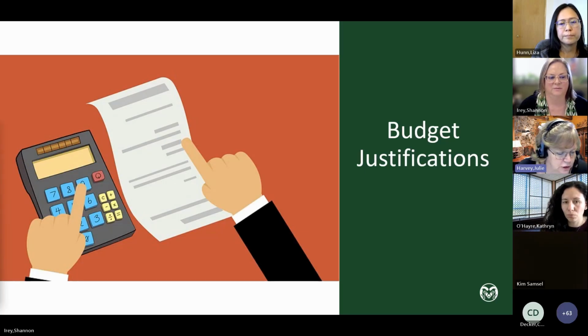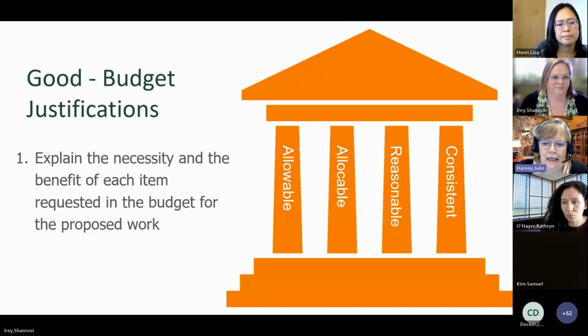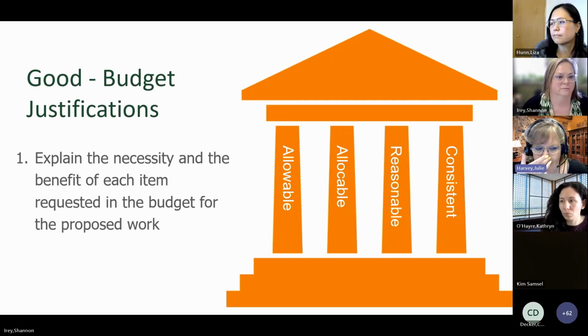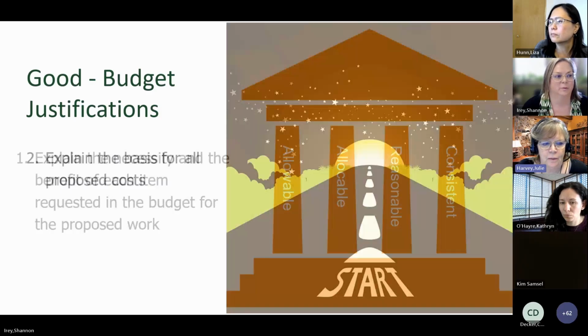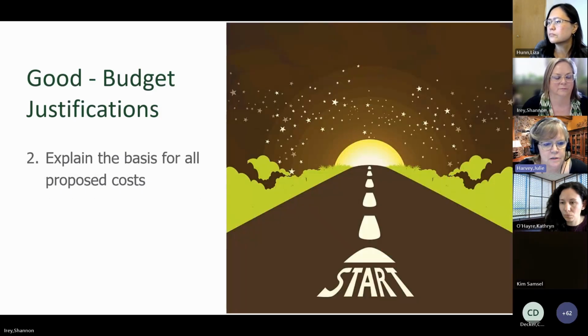It's a categorical description of proposed costs. We need to explain what's necessary and the benefit of each item requested in the budget. We need to know why it's allowable for the work that people are proposing. We need to explain the basis for all proposed costs. Personnel salaries are calculated using the institutional base salary, IBS. Cost of equipment is based on a quote obtained by who?